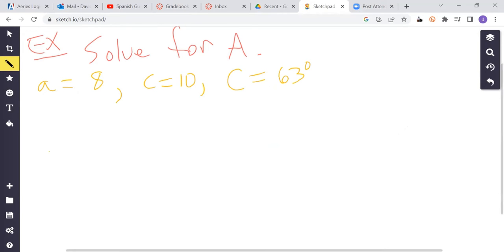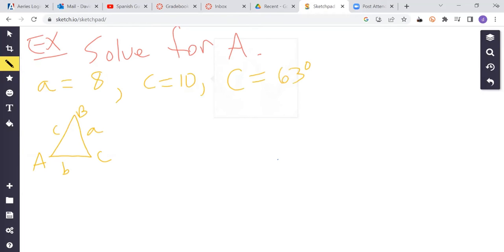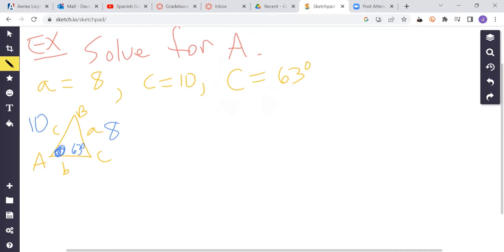How about a picture? Let's say that this is A, B, and C. You could draw it however you want. It doesn't really matter in terms of the A's, B's, and C's. The numbers will adjust themselves. So with this picture, little a is 8 and little c is 10 and angle C is 63. The goal is to find A, this angle, the angle that's right here. That's the goal, that little guy.